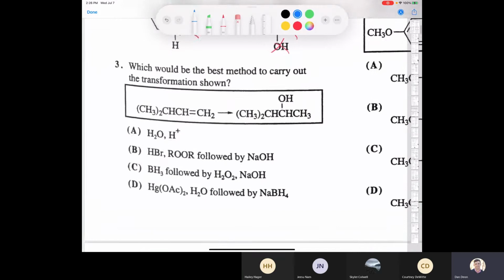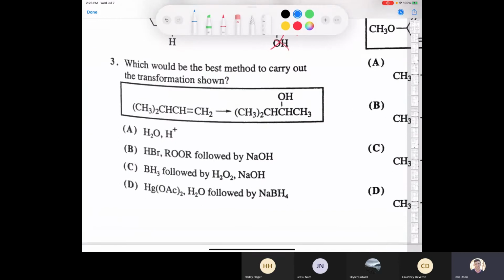Question number 3 says, what would be the best method to carry out this transformation here? So we start with this compound, which is 3-methyl-1-butene. We're starting with 3-methyl-1-butene right here, and we're just doing a Markovnikov addition across that double bond. But I want you to take a close look and see if you can tell me what would be the best conditions for doing the Markovnikov addition of water across this double bond.